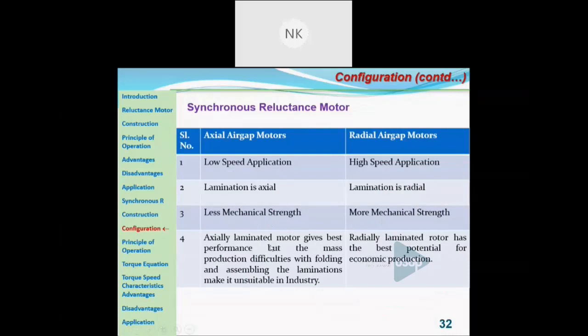And the axial laminated motor gives the best performance, but it is unsuitable in industry because it is difficult to have mass production with folding and assembling of the laminations. So the radially laminated rotor has the best potential for economic production.